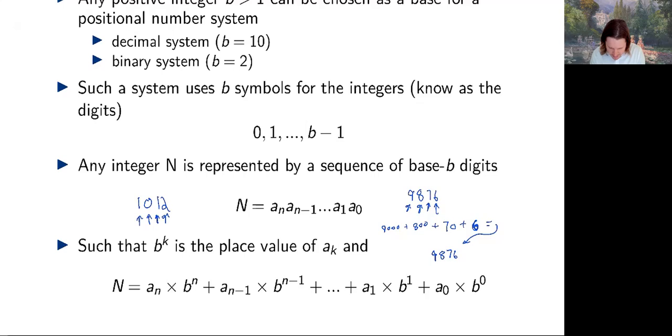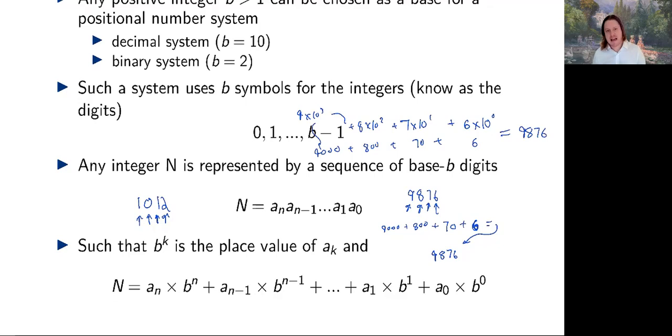So here, that would be 6 times 10 to the 0, because we're at position 0, starting from right to left, and that's going to evaluate to 6. We're then adding 7 times 10 to the 1, which is going to be 70, plus 8 times 10 to the 2, which will be 800, plus 9 times 10 to the 3, which is going to be 9,000.